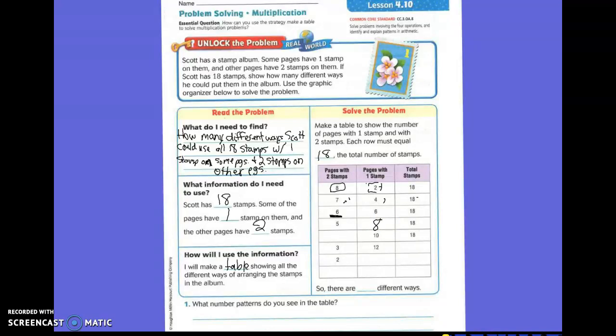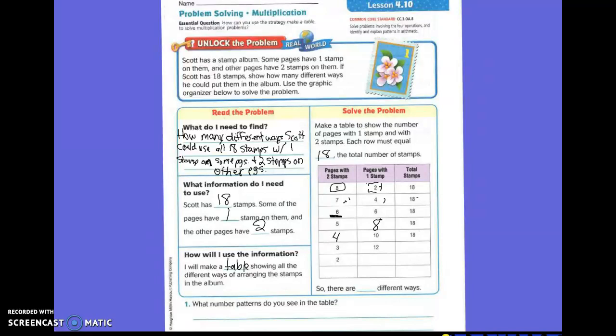So what would you think this next number would be? Eli? 4. 4 times 2 is what, guys? 8. 8 plus what equals 18? 10. 8 plus 10 equals 18. 3 times 2 equals what? 6. How many more do you need to make 18? 6 plus 2 does not equal 18.